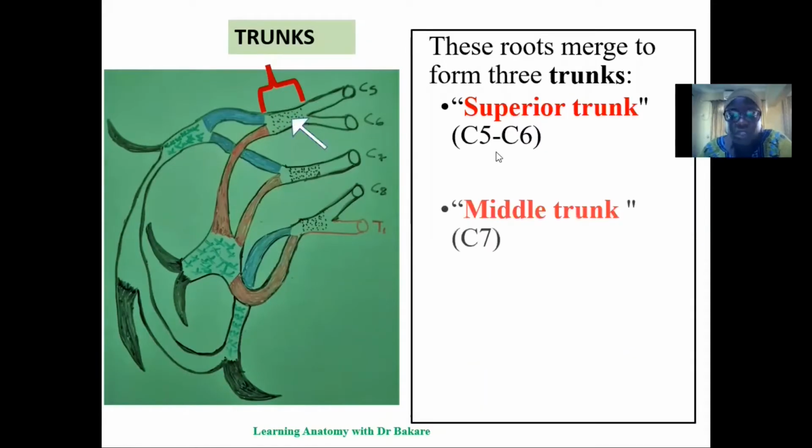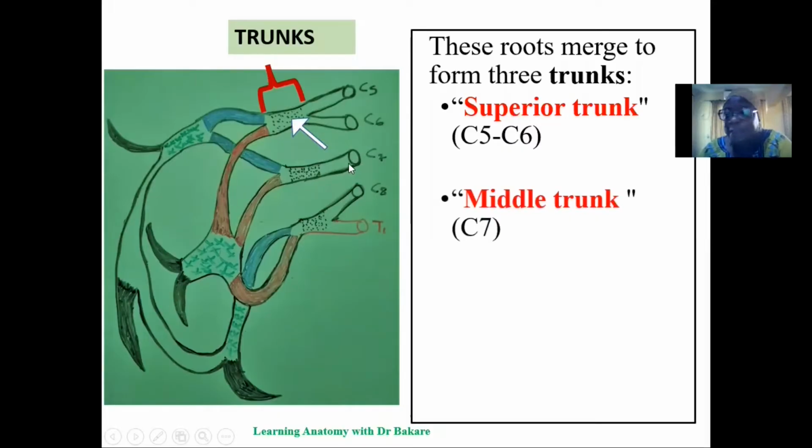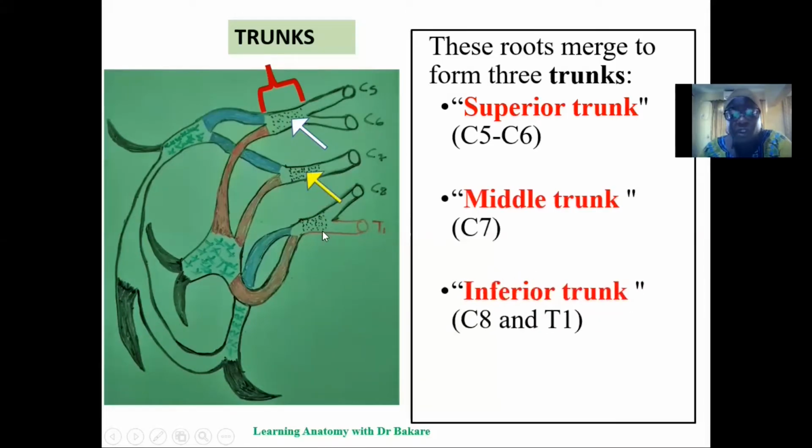While the middle trunk is formed as the continuation of the 7th cervical spinal nerve, and this forms the middle trunk. While the inferior trunk is formed by the union of the 8th cervical spinal nerve and the 1st thoracic spinal nerve. So these two will unite to form the inferior trunk. In totality, we have 3 trunks that are formed from the roots of the brachial plexus, and this includes the superior, the middle, and the inferior trunk.